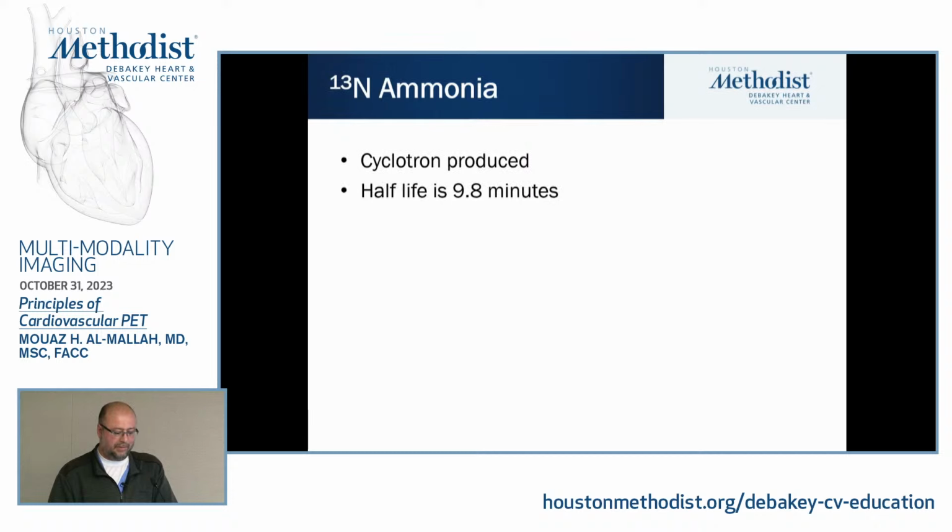So the half-life is 10 minutes, almost 9.8 minutes. So technically you can exercise patients, some sites do it, but then there's a lot of exposure to the staff, because every time they're injecting, it's as if they got the dose too. So sites that do it only do selective cases of ammonia exercise. And the dose injected is 20 to 40 millicuries.